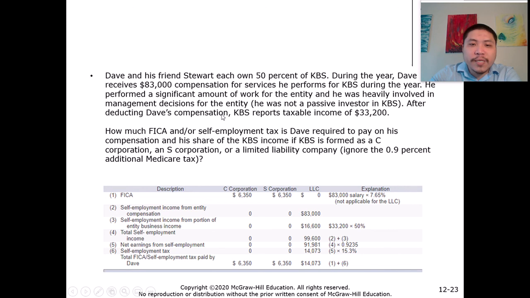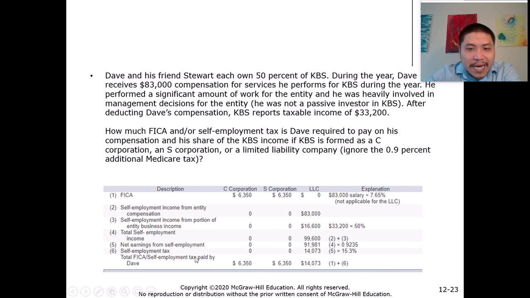After deducting Dave's compensation, KBS reported taxable income of $33,200,000. It asks how much FICA or self-employment tax Dave is required to pay on his compensation and his share of KBS income if KBS is formed as a C corporation, as an S corporation, or as a limited liability company. So let's look at how they do it.